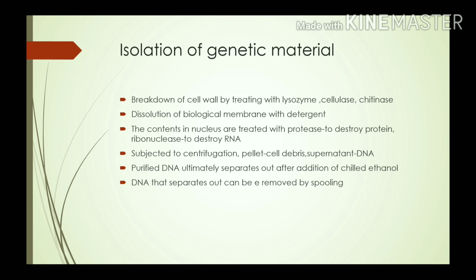Then the purified DNA ultimately separates out after addition of chilled ethanol. To the supernatant mixture we have to add chilled ethanol, then we'll get a purified DNA. We can separate out the purified DNA. The DNA that separates out is removed by spooling. Spooling is nothing but pulling out the DNA from the mixture.